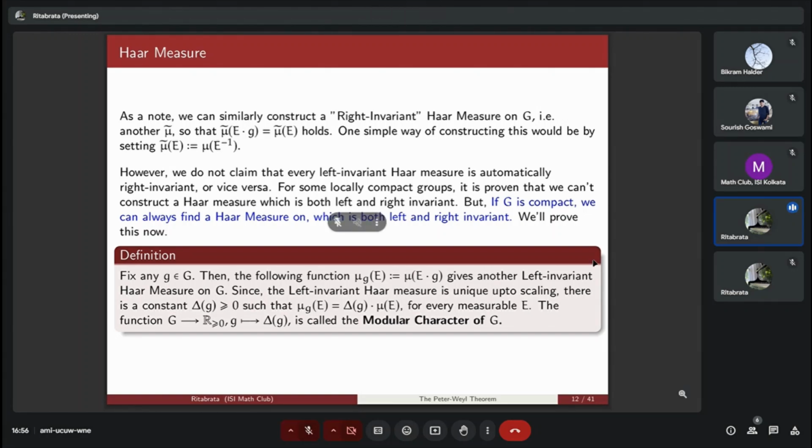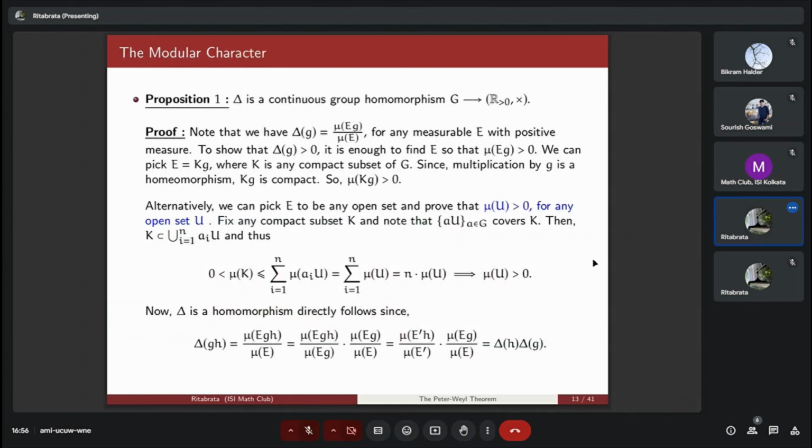Okay, so I'm moving on. First we'll show that delta is a continuous group homomorphism from G to R cross. We need the continuity because otherwise, given any group homomorphism from G to R plus, they may not be trivial. We need the continuity. Otherwise, we have G to be compact. If it's not continuous, we cannot use our compactness.